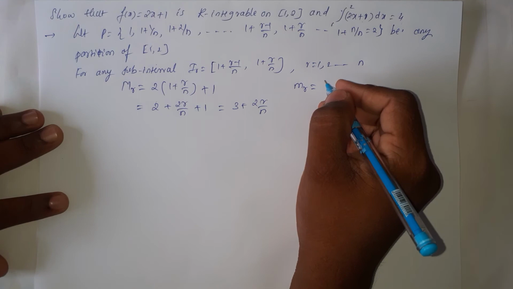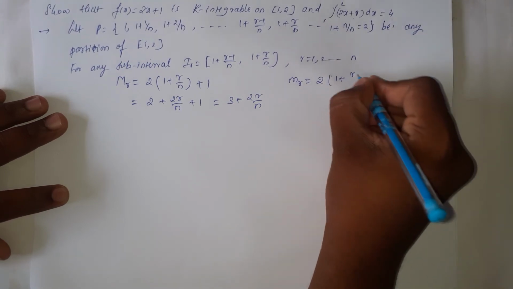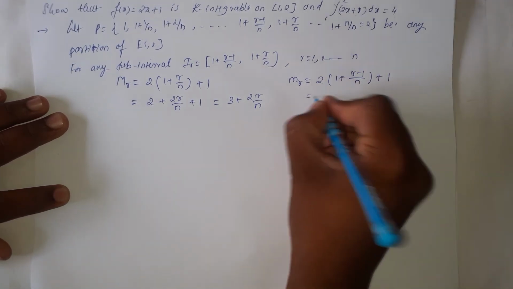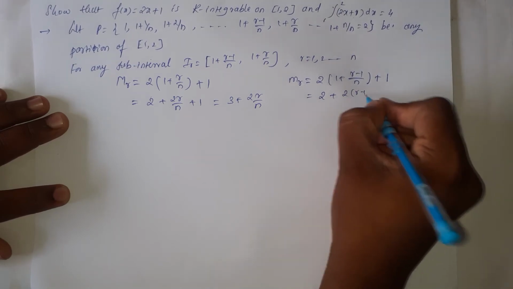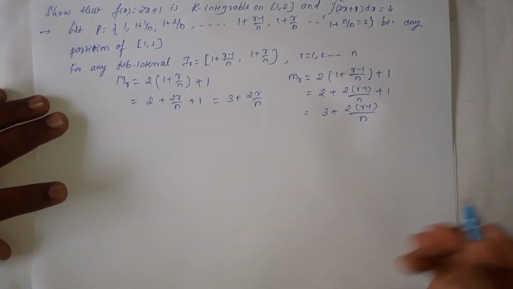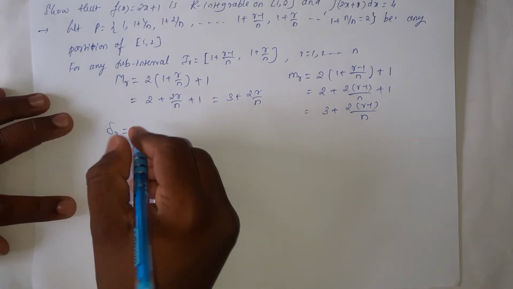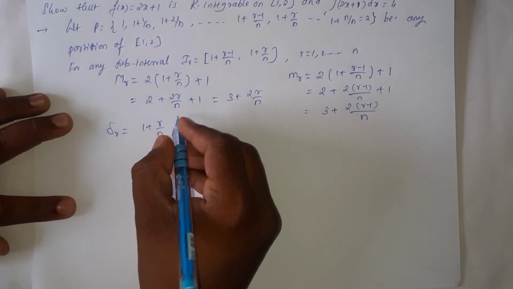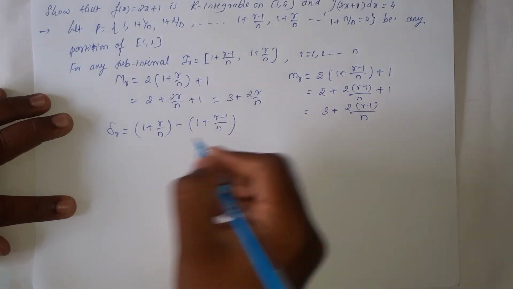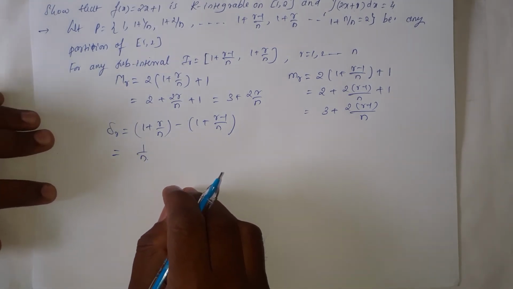Similarly we can find the infimum, small m_r. To find the infimum, we substitute the lower limit of the interval into the function 2x + 1, where x equals 1 + (r-1)/n. Then it is 2 + 2(r-1)/n + 1, which is equal to 3 + 2(r-1)/n. So these are the supremum and infimum of the given interval. The length of the interval is the upper limit 1 + r/n minus the lower limit 1 + (r-1)/n, which equals 1/n, the length of the rth sub interval.